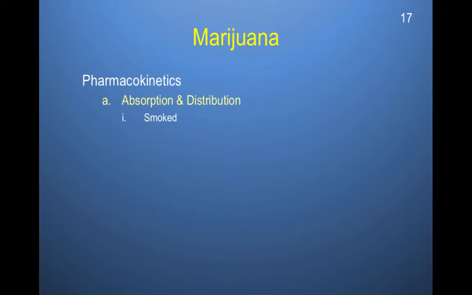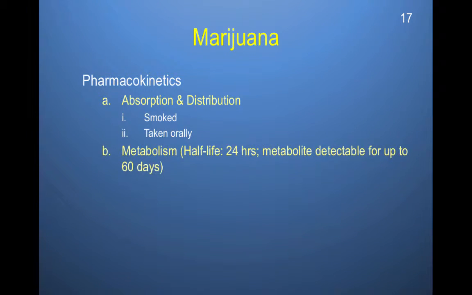It is most often smoked and taken orally. The metabolism of marijuana is quite long, so the half-life is actually 24 hours. So this means that after you smoke, the metabolite or residual toxicity is detectable for up to 60 days. So this has major implications for drug tests. And of course, 24-hour half-life is a very, very long time.